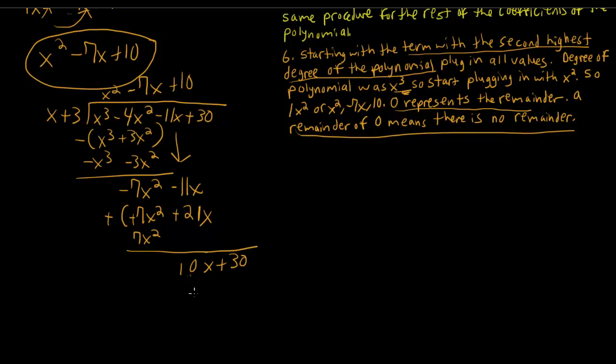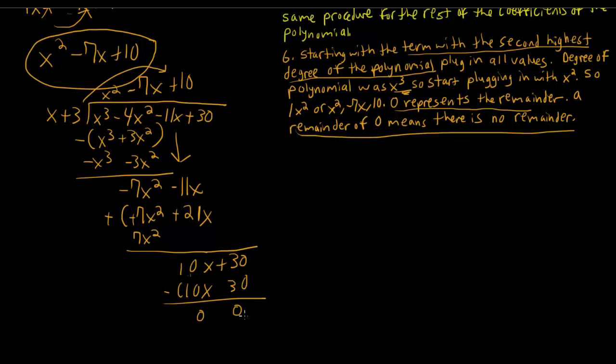Wait, you'd have minus, it'd be 10x, and then it'd be 3 times 10 is 30. Right here, 3 times 10 is 30. And then you have 0 and negative distributed. It'd be 30 minus 30, and it'd be 0, and that's your remainder.